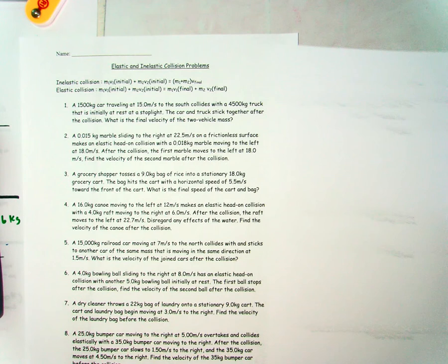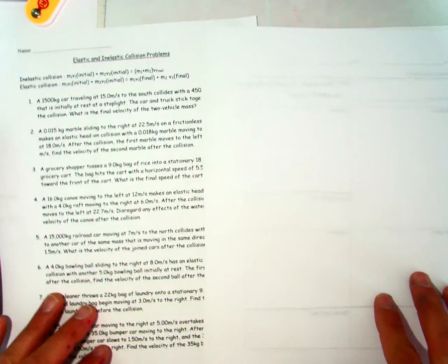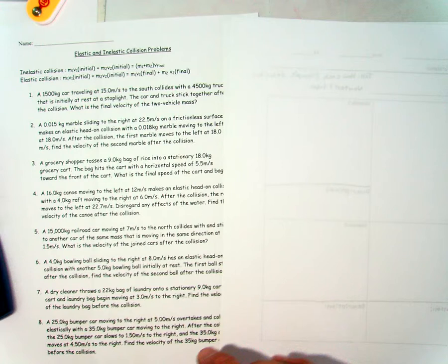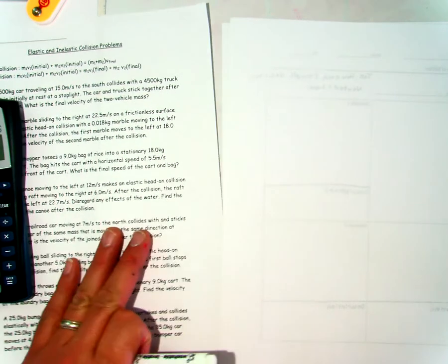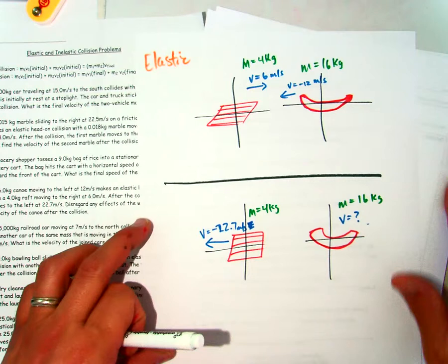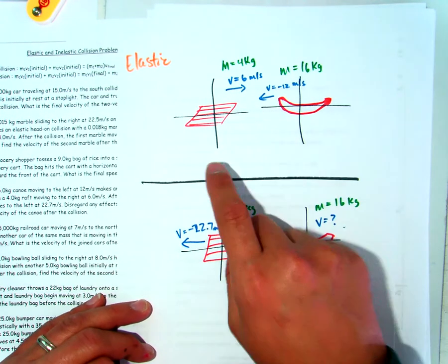Right, so let's look at problem number 4. It's talking about a canoe and a raft making a head-on collision, and it actually tells you that the raft bounces off of the canoe. So this is the situation. You have a raft at 4 kilograms. It's moving to the right at 6 meters per second.